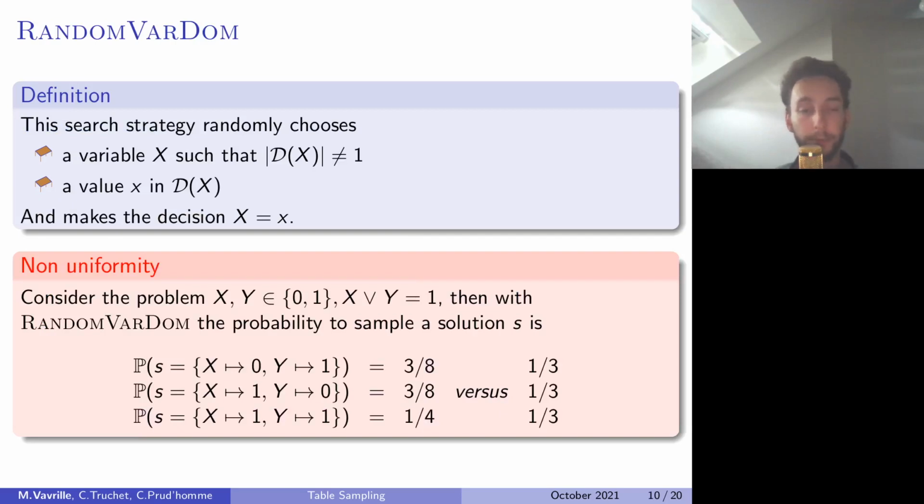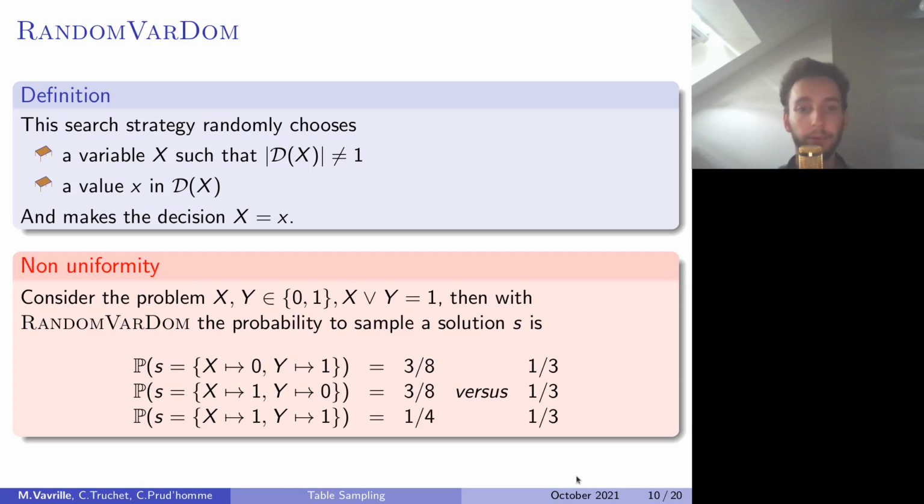Now, what do we compare to? We compare to the random search strategy, which is random Vardom, which at the decision step randomly chooses a variable x that is not instantiated and a value small x in its domain and makes the decision x equals small x. Sadly, this simple strategy is not uniform, so the solution sampling will not be uniform.